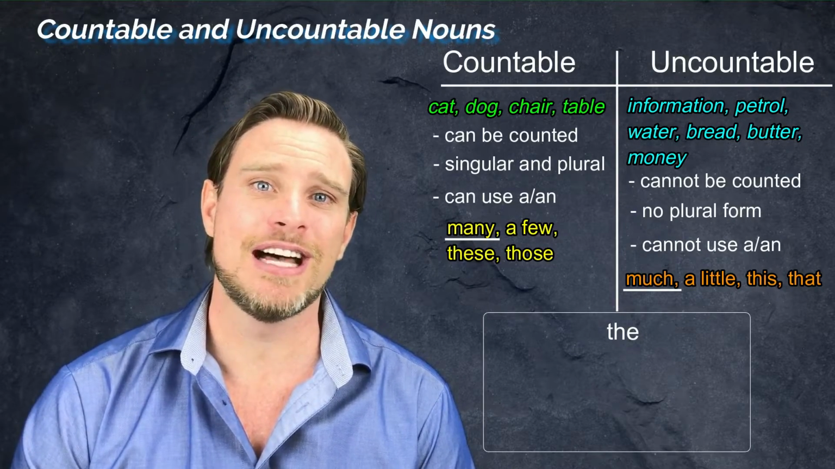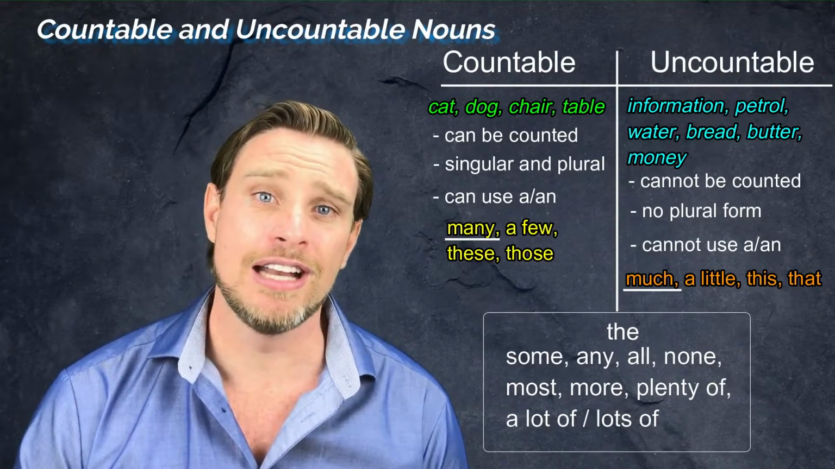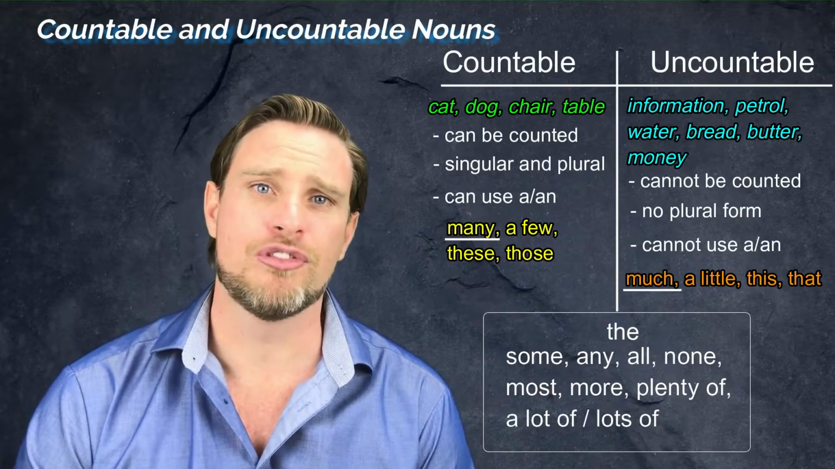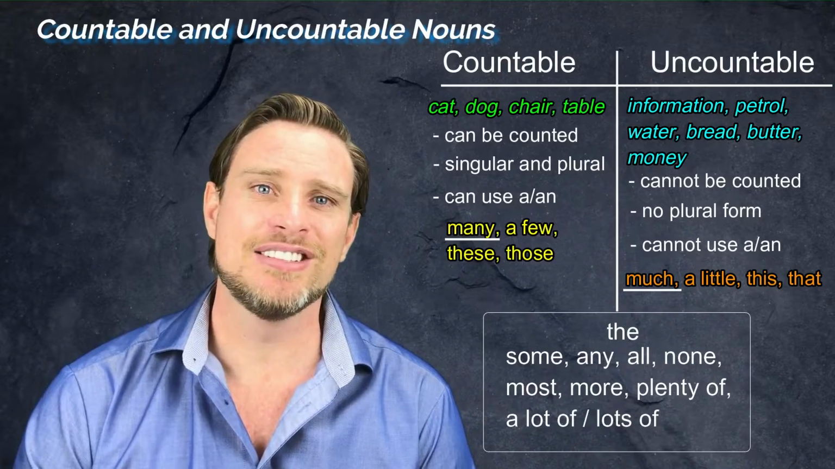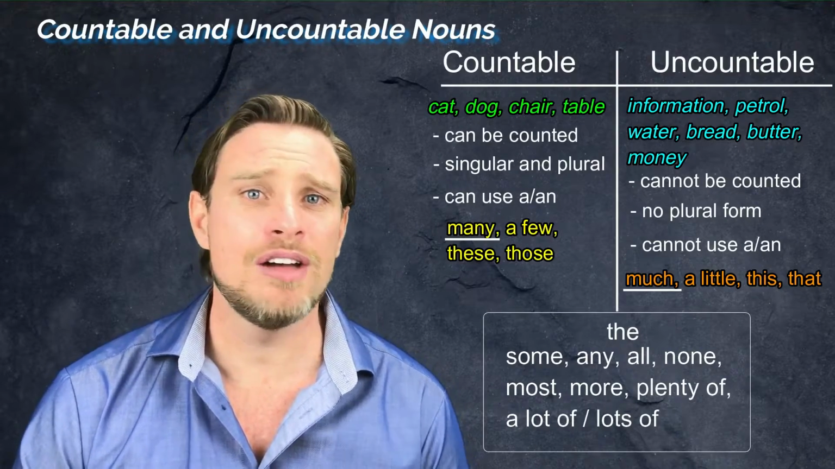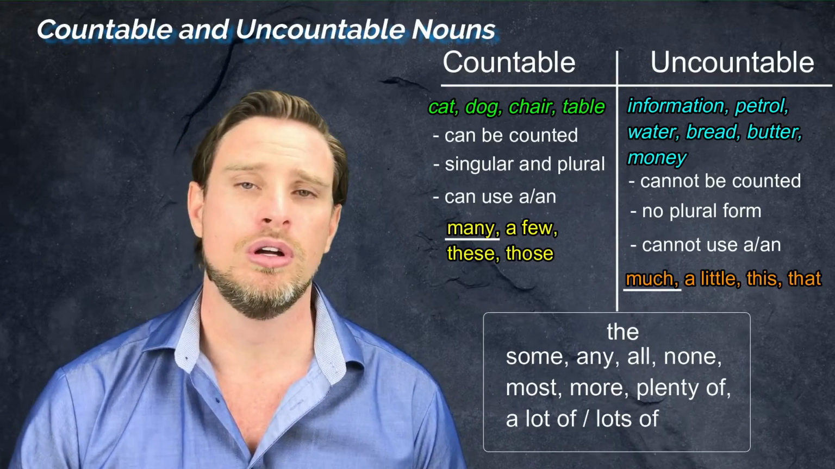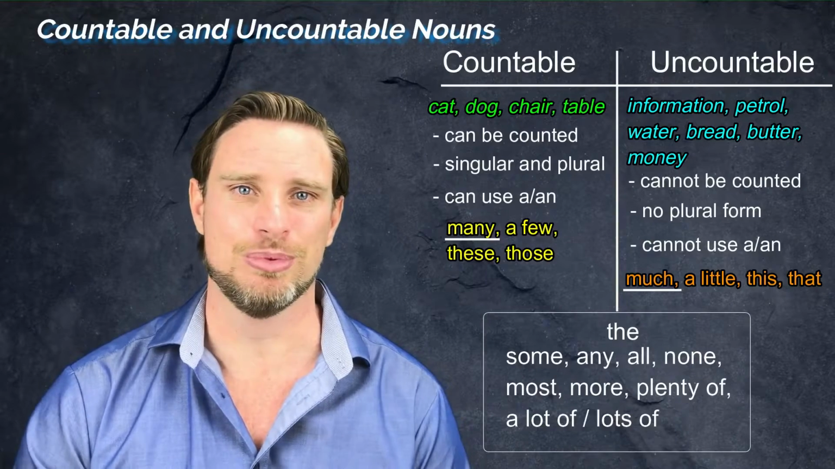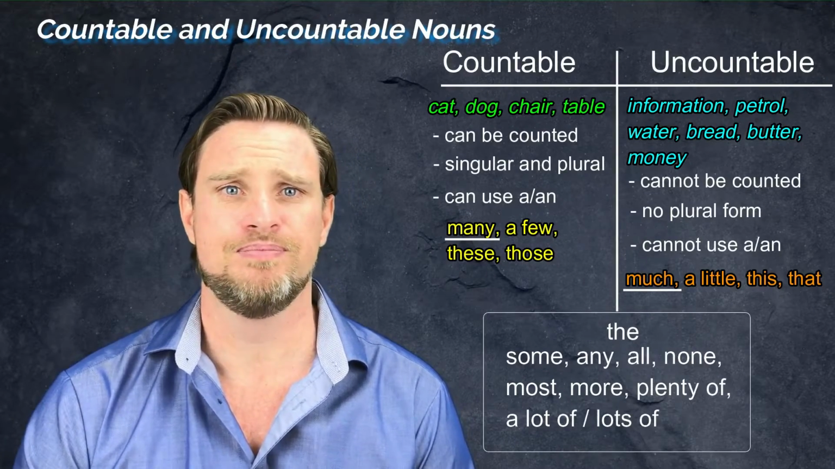Then we have some and any. Would you like some help? It's an uncountable noun, help. And I went out with some friends. Countable noun, friends. And the same with any. We don't have any eggs, plural form, so eggs is countable. We don't have any milk. Milk is uncountable.